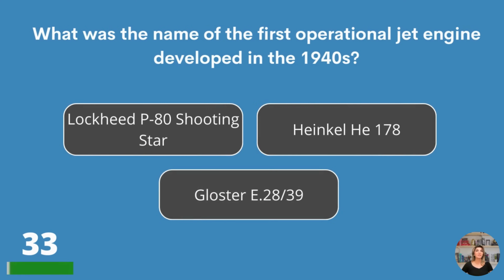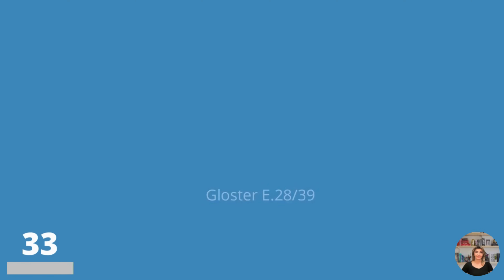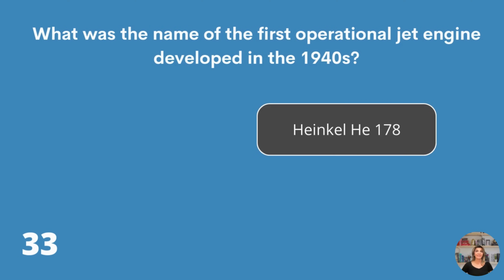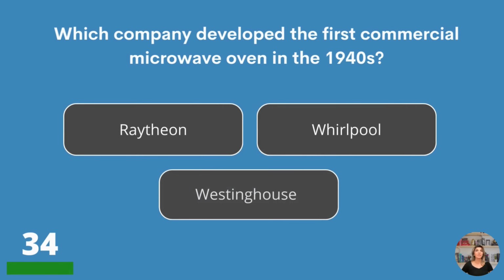What was the name of the first operational jet engine developed in the 1940s? The Lockheed Shooting Star, the Heinkel HE-178, or the Gloucester? The Heinkel HE-178. Which company developed the first commercial microwave oven in the 1940s?